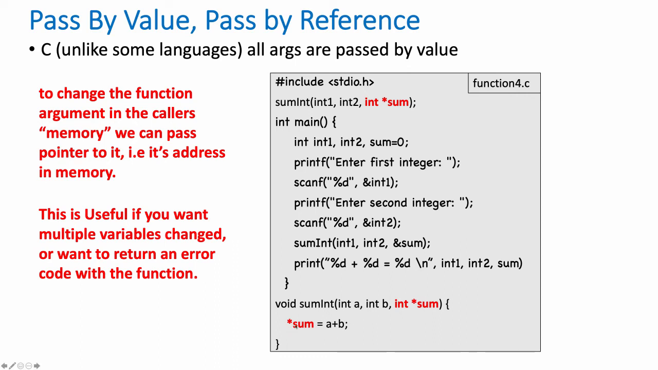So when I do this star sum equals a plus b, it will actually change sum to be equal to the result of whatever the input is. And if you want to try this yourself, take out the star here, run it, print out what sum is here, and you'll see that sum is equal to 0 if I change this. So again, this allows me to change the value of sum inside the function.